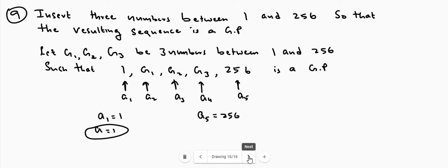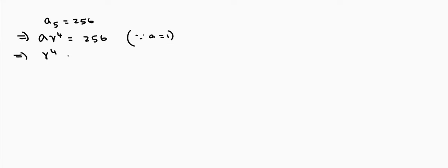That is A5 is equal to 256. That implies, we know that A5 is A R raised to 4 equal to 256. Since A is equal to 1, we substitute here, then we get R raised to 4 equal to 256. We take only real values, then we get R is equal to plus or minus 4.